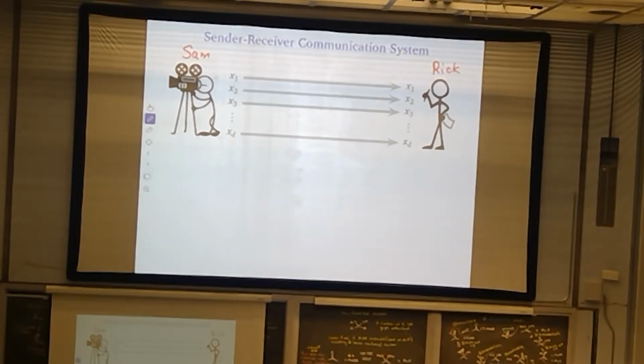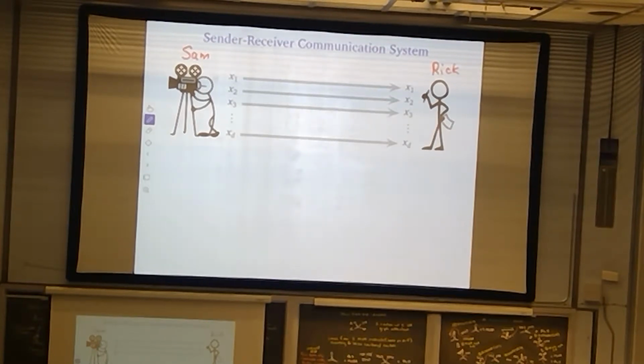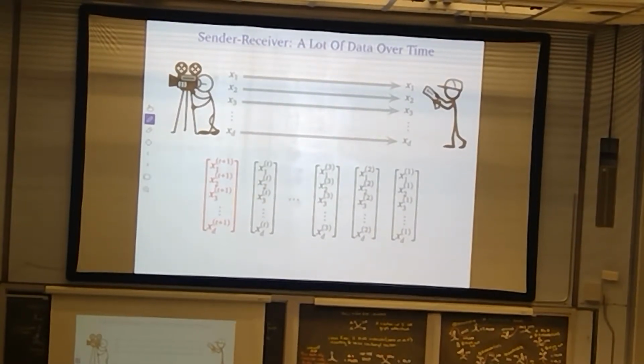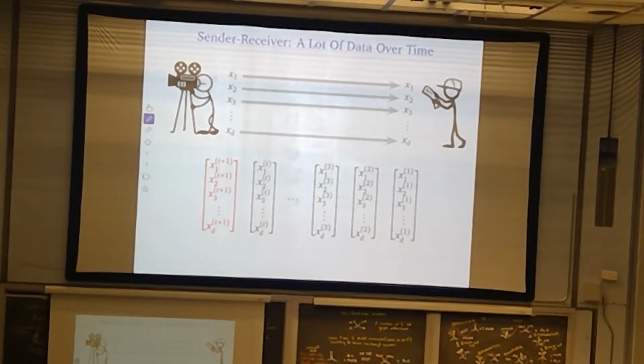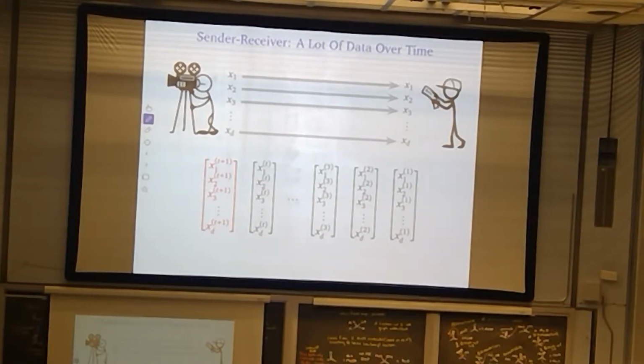Sam is collecting a lot of data. He's busy working in the field with a lot of data. Sam gets the data and sends it over through this communication system, and Rick receives it, okay? At each time instance t, you have d numbers sent over in this communication system. This has been going on for a while: this is t equals 1, this is t equals 2, t equals 3, all the way up to some time t.